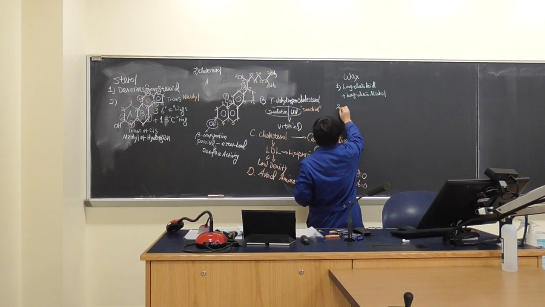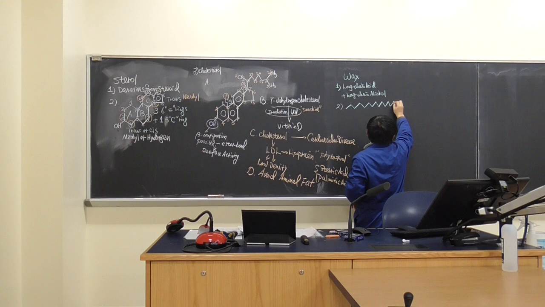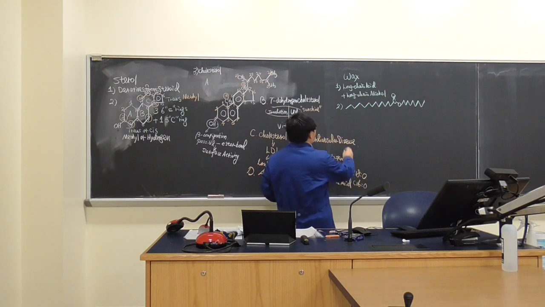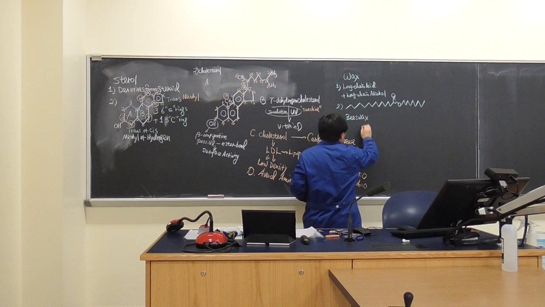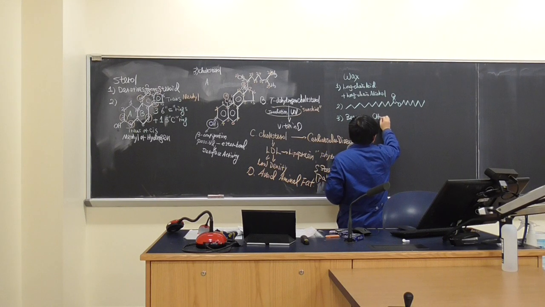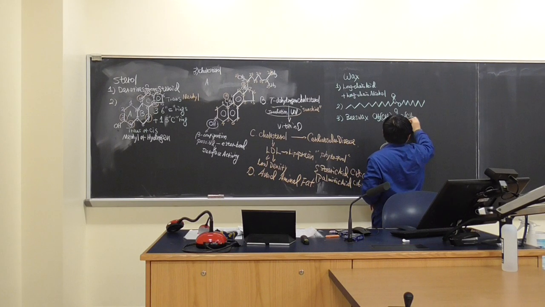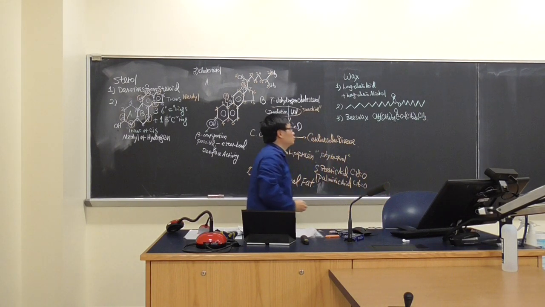So what does it look like? If you want to draw very briefly, like that, let's give an example. Beeswax, what does it look like? CH3, CH2 29, then C, O, then CH2 24, and CH3. Very long chain, they have two methyl ends.